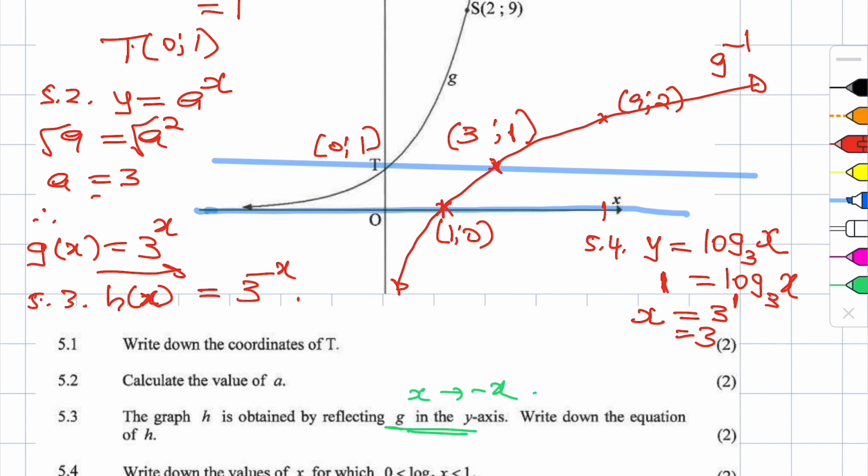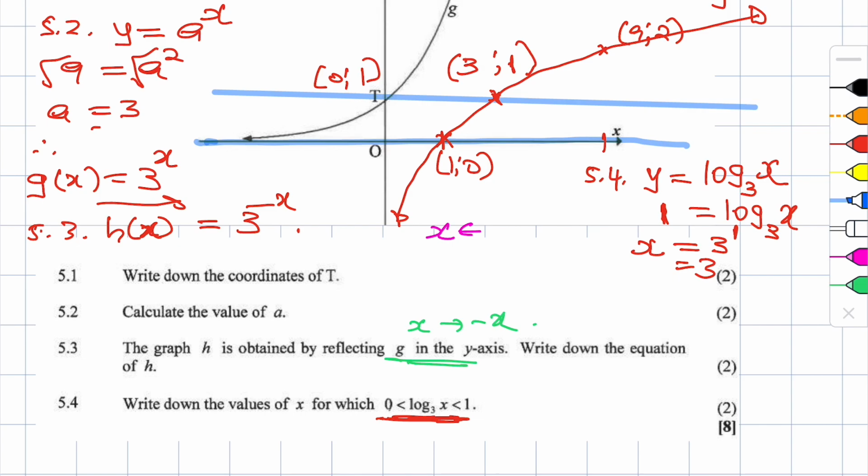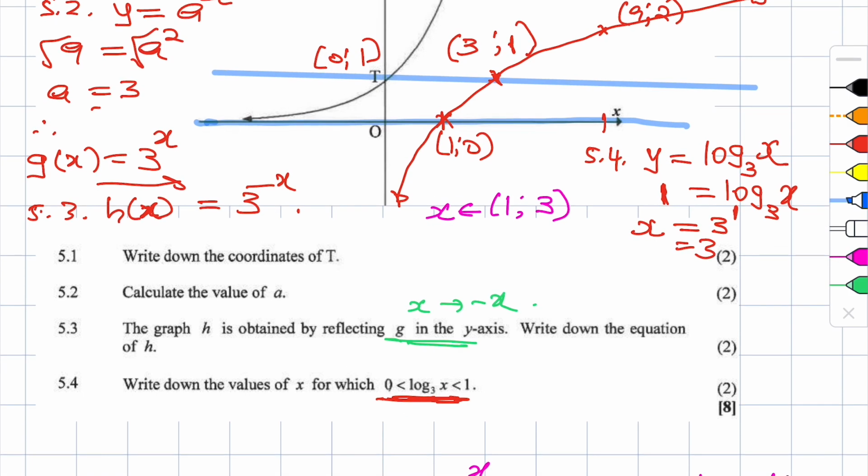So therefore, the solution here, x is an element of what? We want the graph to be in between the two lines, that is greater than 0 and less than 1. So the graph must be in between these two lines. And the values of x where the graph will be in between the two lines will be x from 1 up to 3. So it's x is an element of (1, 3). In this case, it's going to be round brackets because it's just less than and just greater than, not less than or equal to or greater than or equal to. And that's the end of that question.